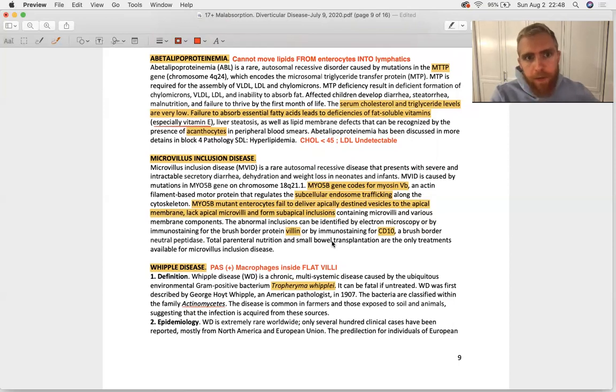So clinical findings in abetalipoproteinemia present very, very early: steatorrhea and diarrhea. No surprise. Failure to thrive. No surprise. However, characteristic lab findings include very low serum cholesterol, under 50, 45, and totally undetectable LDL.